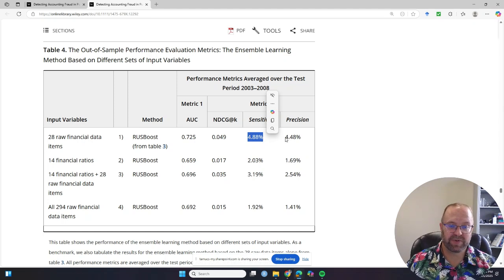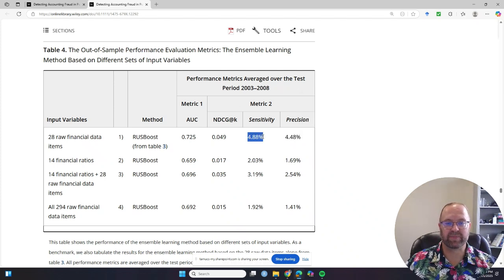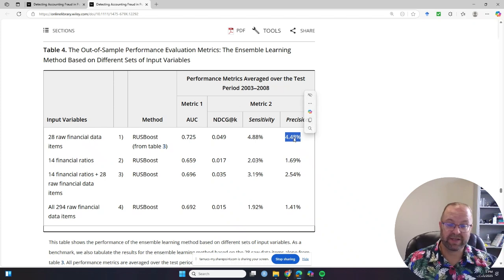The precision captures the percent of those that are in that top 1% that are frauds. So this sensitivity captures how many of the fraud cases end up in that top 1%. This one says, of the top 1%, how many of those are fraud? So about 4.5% of those. That means in that top 1%, 95% of those don't have fraud.